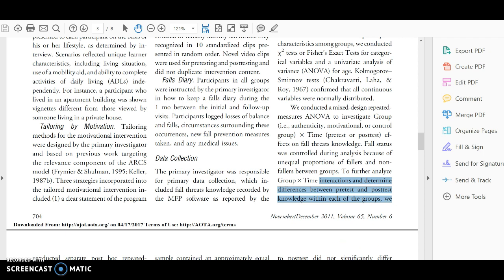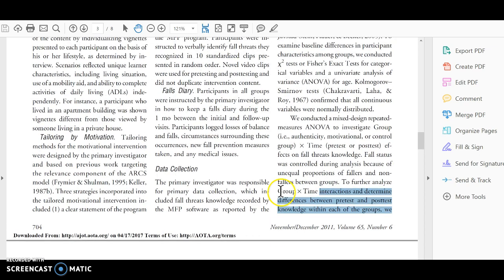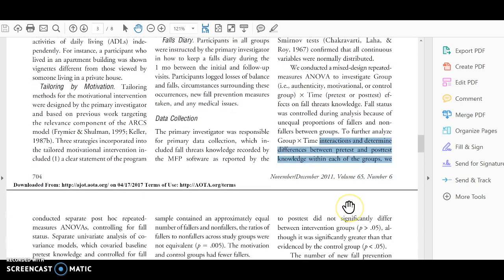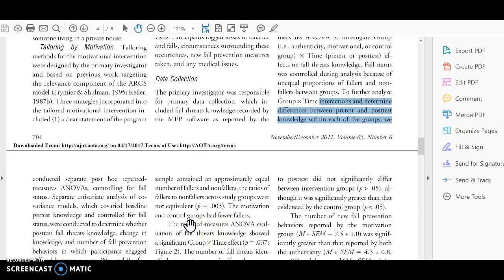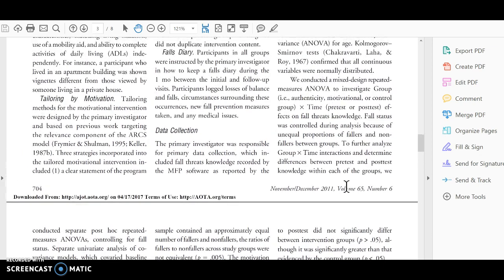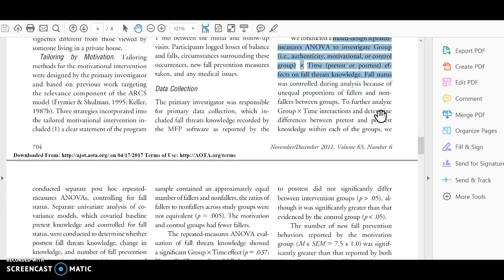Now, we have some additional ones. Let's talk about some other ones that they used. So we did point out that on page 705 they are using repeated measures ANOVA for the evaluation of fall threats knowledge. I'm just repeating it, but they did use repeated measures ANOVA to evaluate fall threats knowledge, okay? But earlier they mentioned that they used mixed design repeated measures to investigate pre and post tests of effects of fall threats knowledge.